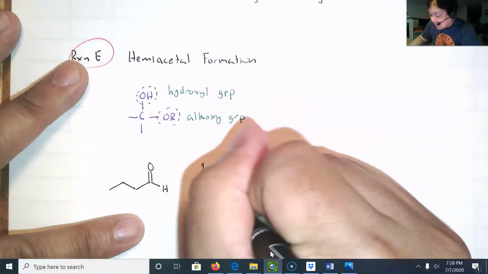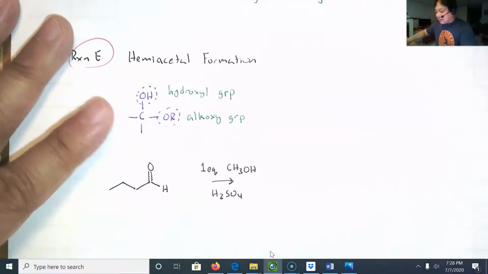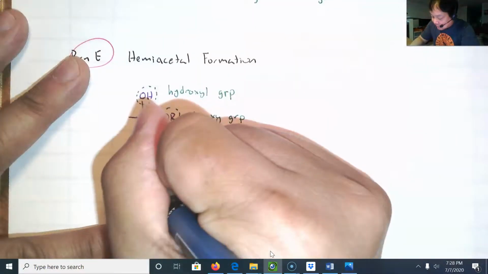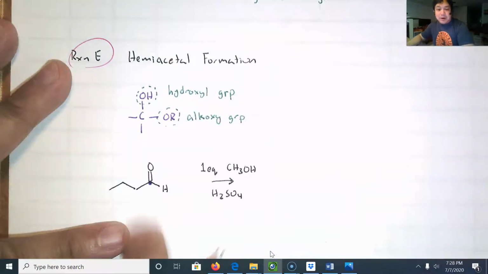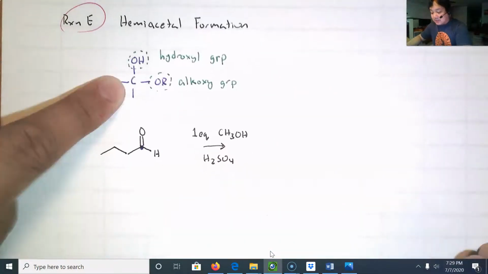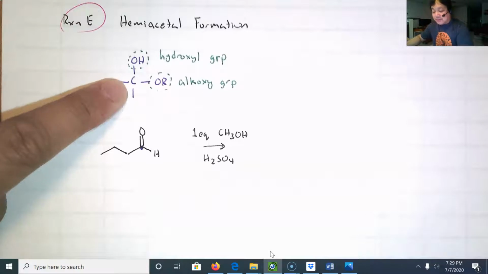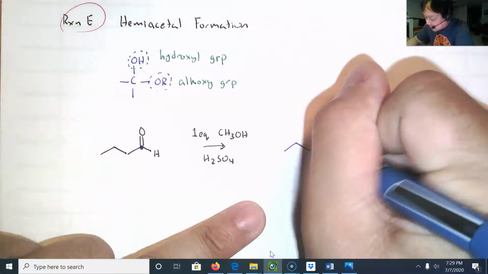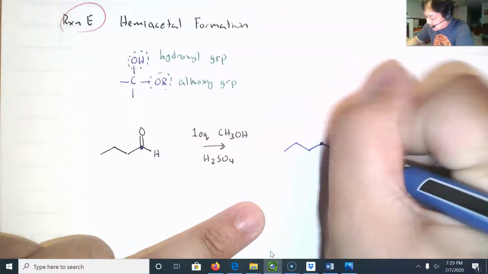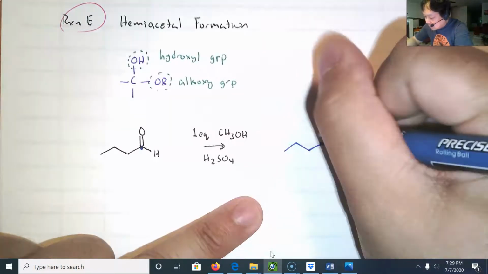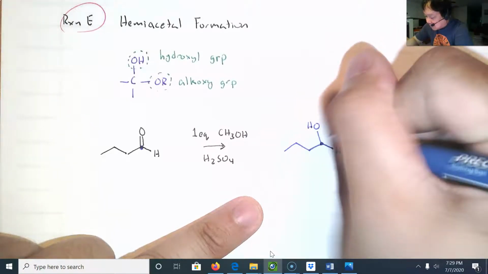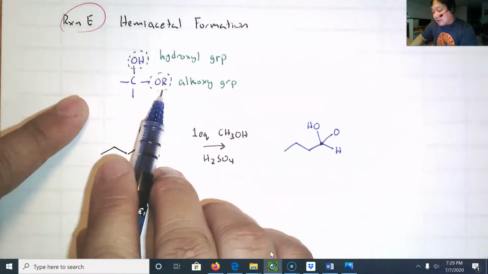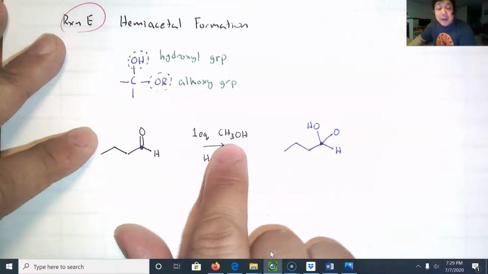This is an acetalization process, and to draw the product, let's put a dot on the carbonyl carbon. That's the carbon that is of interest, the one that has the hydroxyl group and the alkoxy group. So here's your dot, here's your H. We have a hydroxyl group, and what is the alkoxy group?